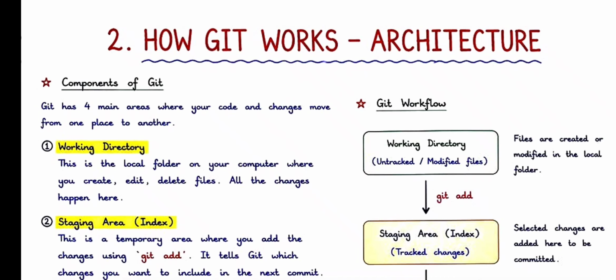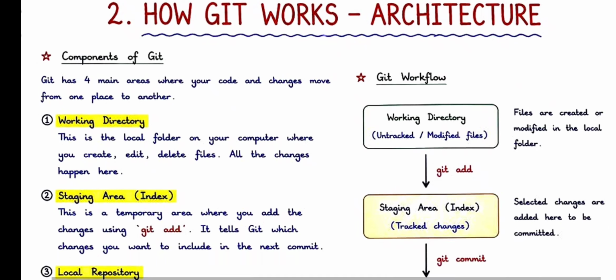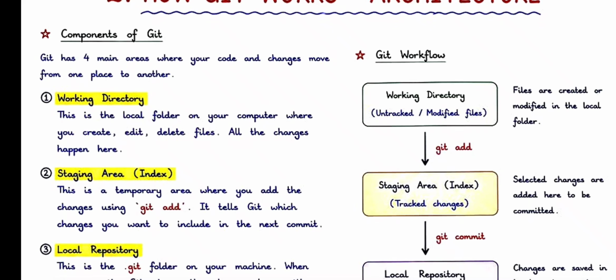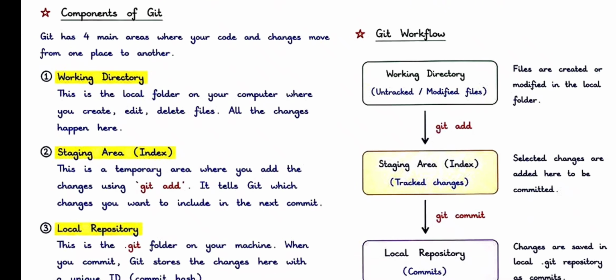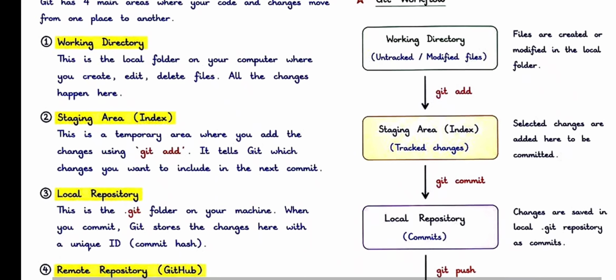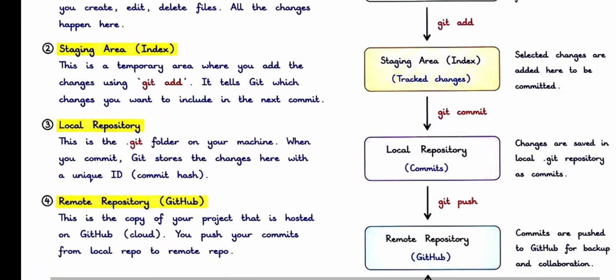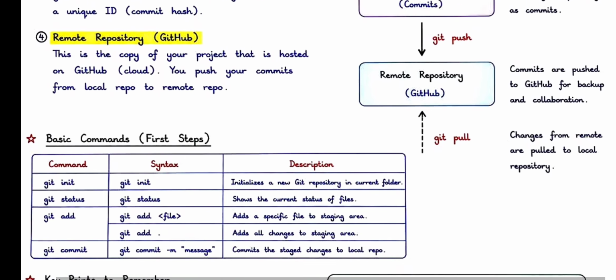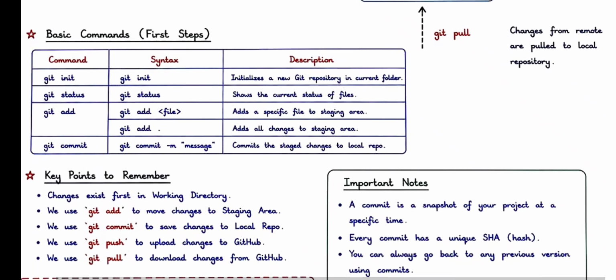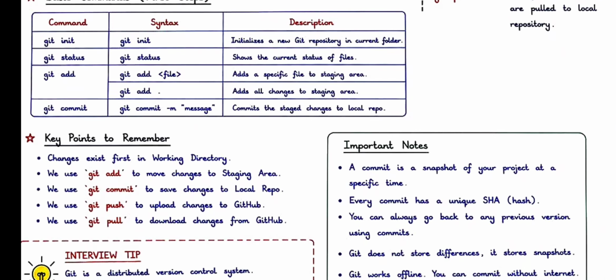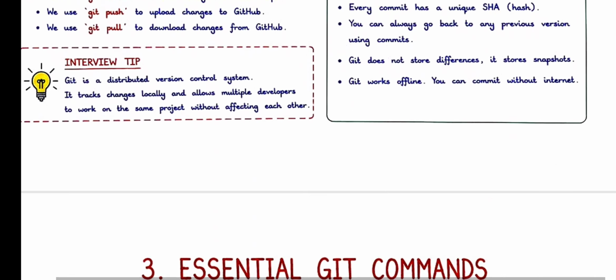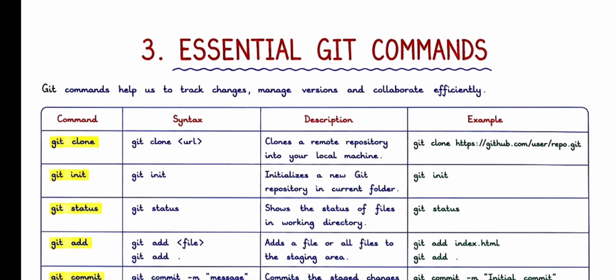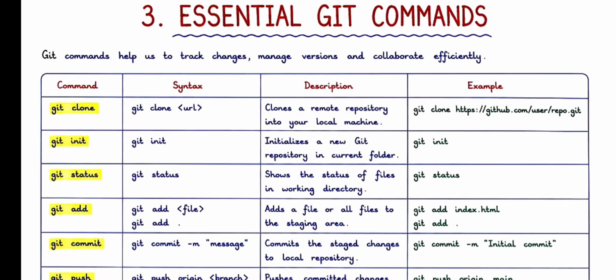And in the next section, we have talked about how Git works. Here we have talked in detail about the architecture of Git, what the different components of Git are, and how the Git workflow works. And what are the basic commands we usually use in a real-time work environment, and what are the important key points to remember. And then we have talked about the essential Git commands that anyone should be aware of.